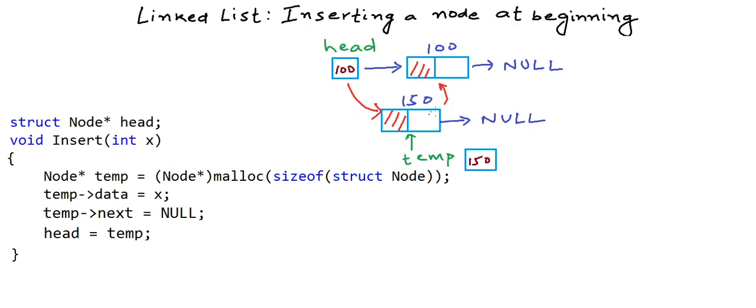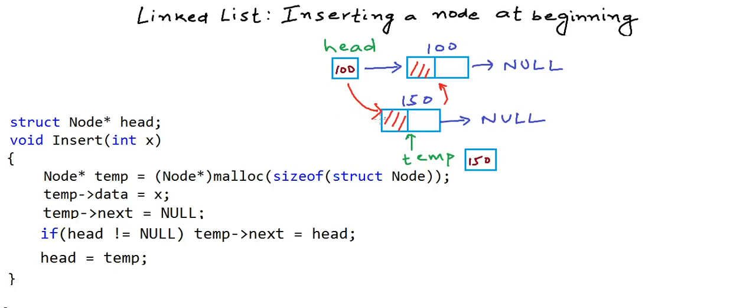We need to set the next or the link of the newly created node to whatever the previous head was. So what we can do is write something like, if head is not equal to null, or if the list is not empty, first set temp.next equal head. So we first build this link, the address here will be 100, and then we say head equal temp. So we cut this link and point head to this newly created node, and this is our modified linked list after insertion of this second node at the beginning of the list.